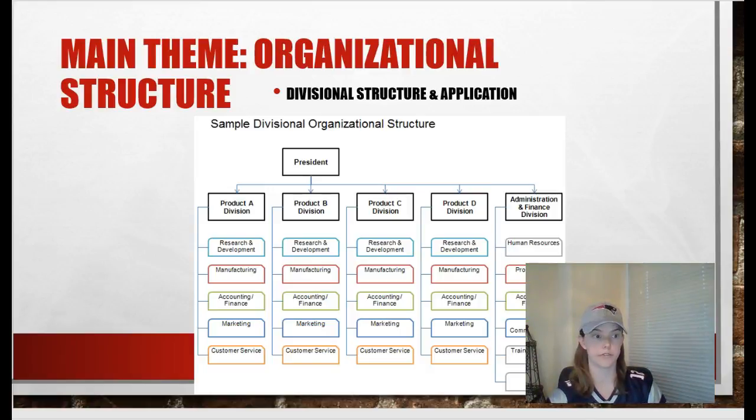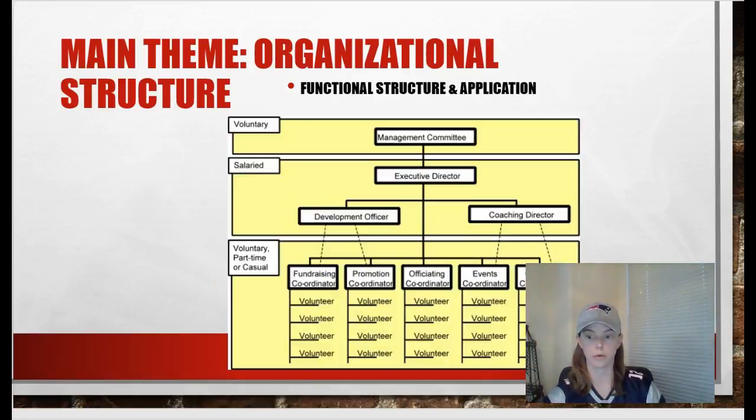So the first of these forms, and I jumped a slide, hold on one second here, is the functional structure. And what this means, if we take the term literally, is that authority or purpose is driven by function. I know, it's not a super helpful word to describe it. Another word might be by department.